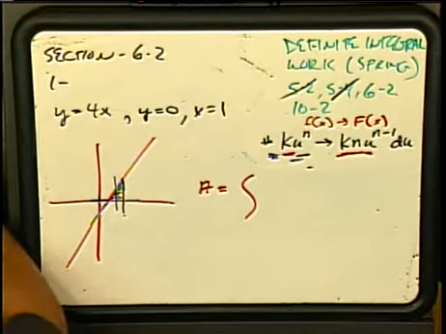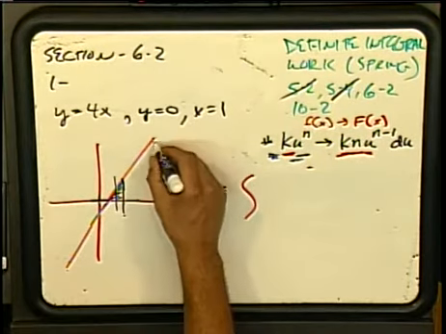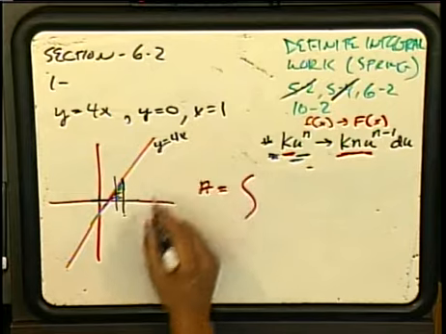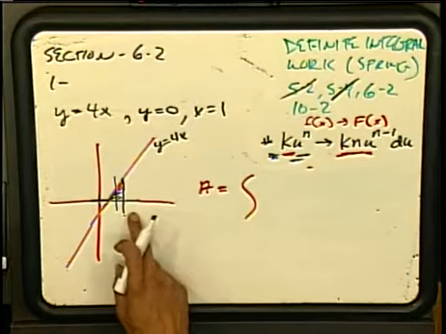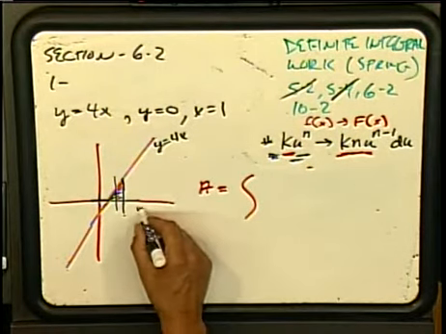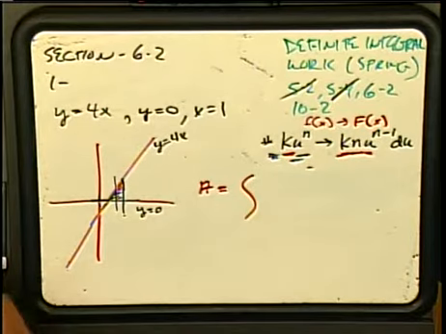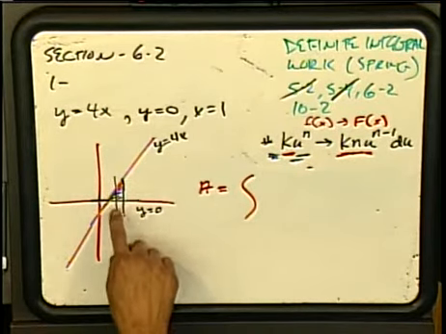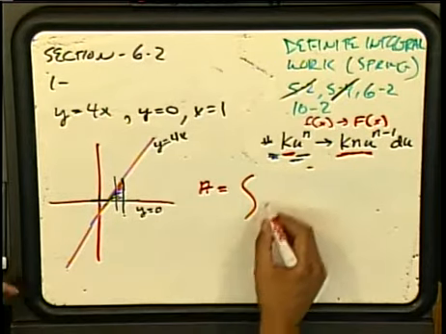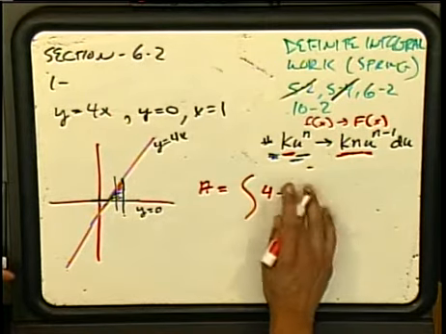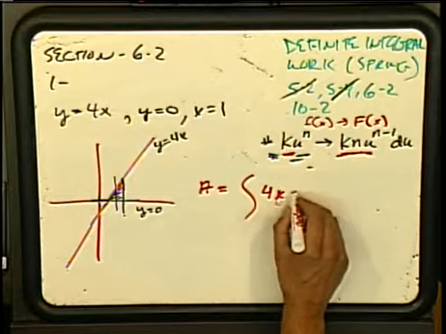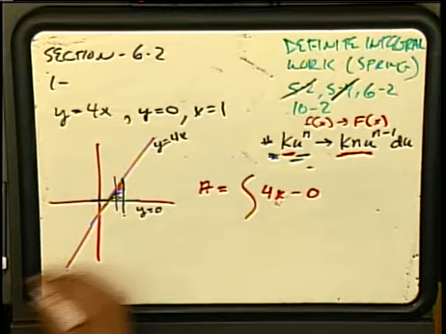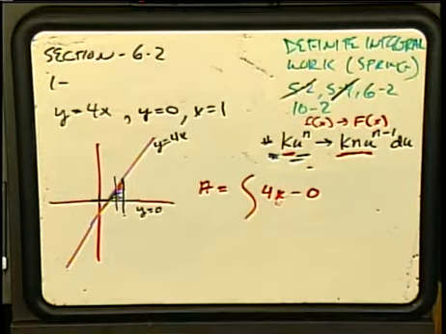This line is y equals 4x. And this line is y equals 0. So your equation is going to be high minus low: 4x minus 0, dx.